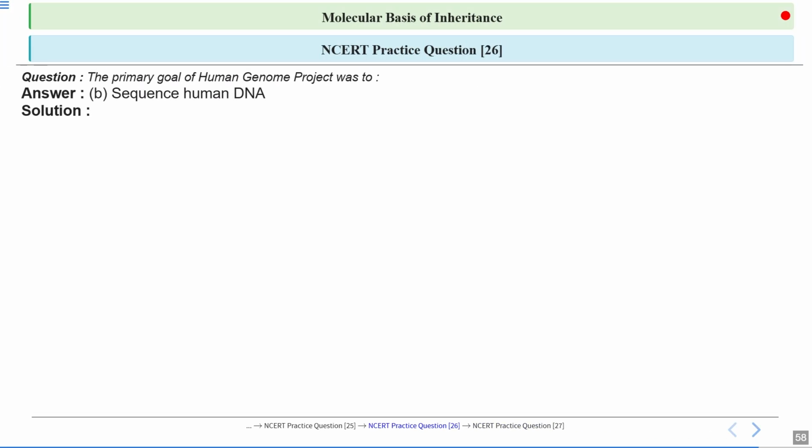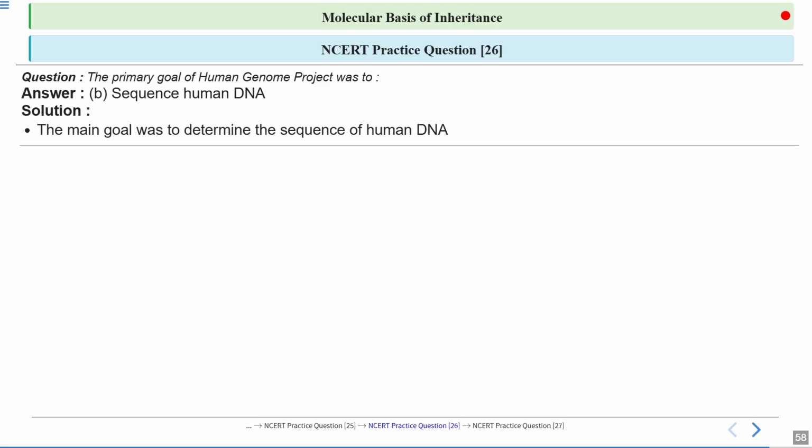Okay, we have got the answer. Option number B is the correct answer. Sequence the human DNA. This is the correct answer. See, main goal was to determine the sequence of the human DNA. If you know the sequence of the human DNA, if you know the nucleotide sequence, then you can say estimate the function of that gene. Okay, you can treat the genetic disorders through gene therapy. Okay, so first aim was to determine the nucleotide sequence of the human DNA.